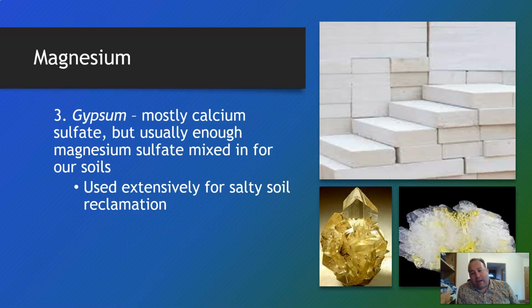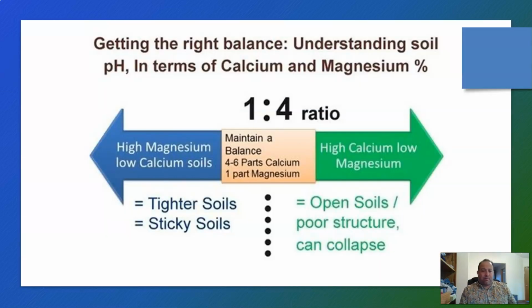And then the other place we're going to get magnesium is gypsum. Gypsum is going to be mostly calcium sulfate, so mostly calcium and sulfur mixed together, but there's some magnesium sulfates that are mixed in. But we've mentioned it before, gypsum is really used extensively for salty soil reclamation when we're talking about our salt-affected soils. So that's really the only place you're going to see gypsum being used.